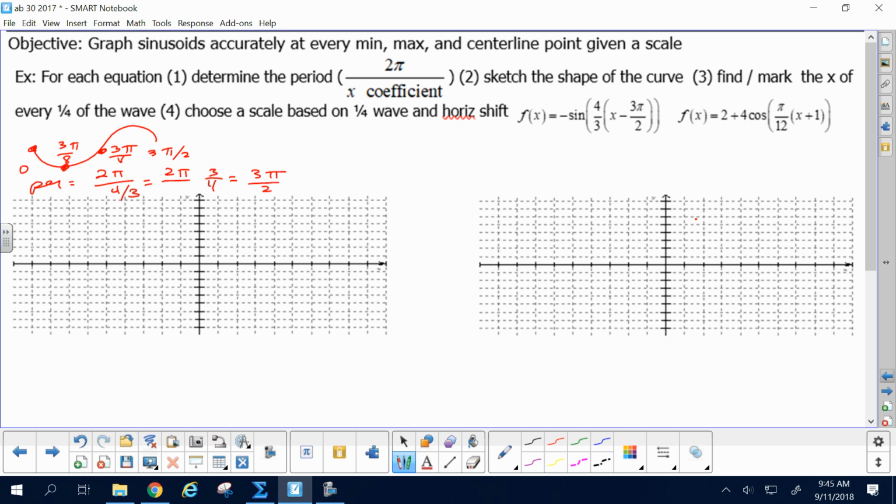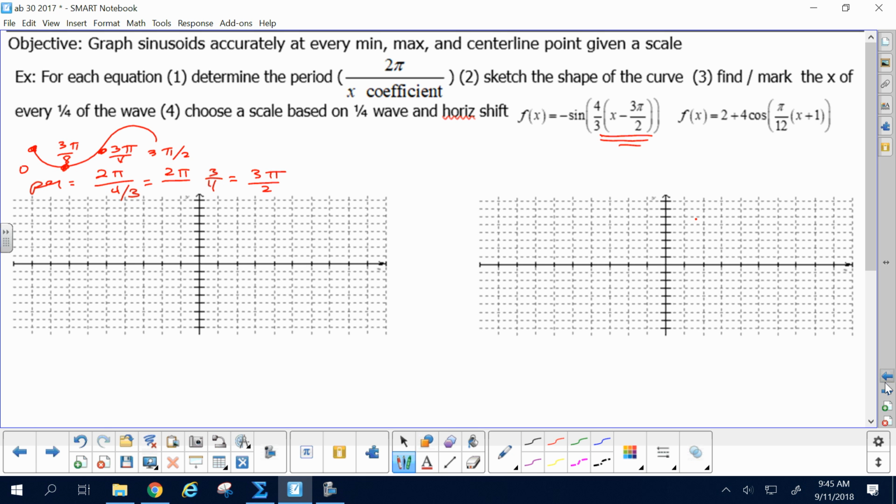Now then, what does this guy do? That 3 pi over 2, what does that do to the wave? Shifts it over. Well, luckily here, 3 pi over 2 is actually a full wave. So it's going to shift over just one whole wave. And so I can really just graph a normal wave.